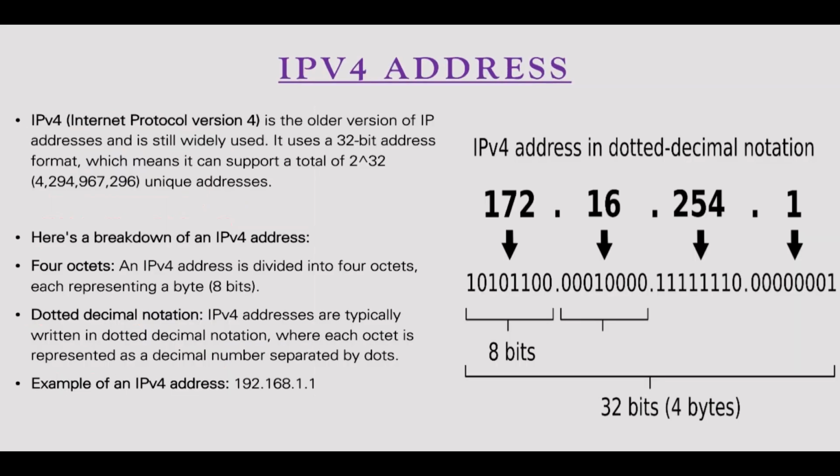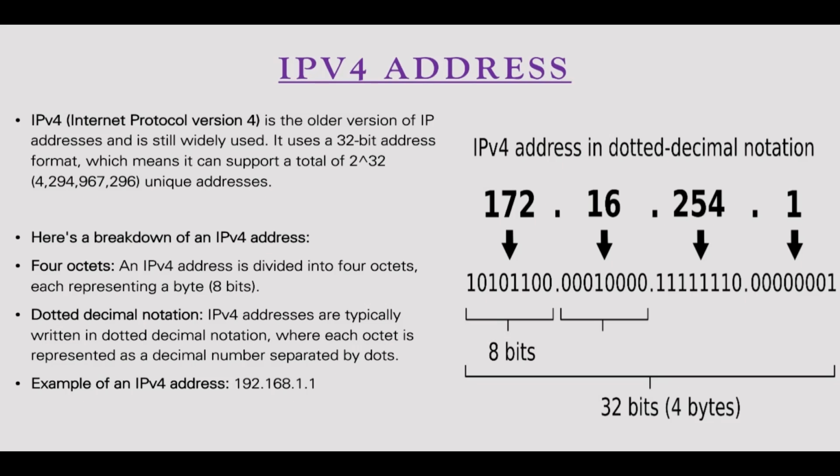IPv4, Internet Protocol version 4, is the older version of IP addresses and is still widely used. It uses a 32-bit address format, which means it can support a total of 2 to the power of 32, 4,294,967,296 unique addresses. Here's a breakdown of an IPv4 address.